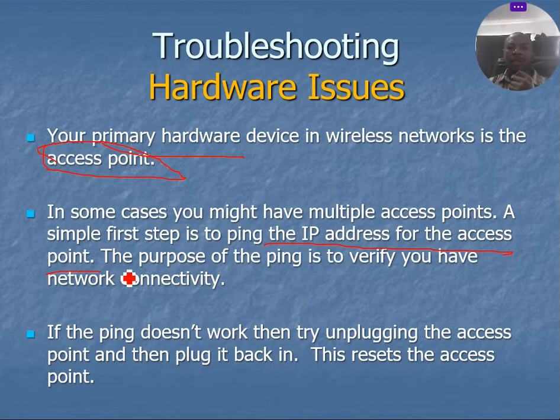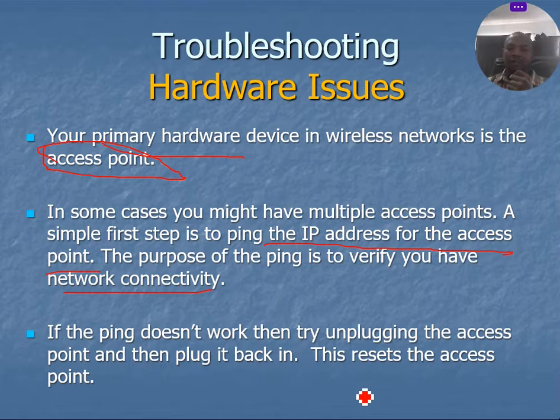Now, the purpose of the ping is to verify that you have network connectivity. We do the IP config to check if we are connected to the network. If the ping doesn't work, then we try unplugging the access point and then replugging it back. If you do the IP config for your access point and you don't see a connection with the network, then you have to unplug your access point and replug it back and see if this time around the problem will be resolved.